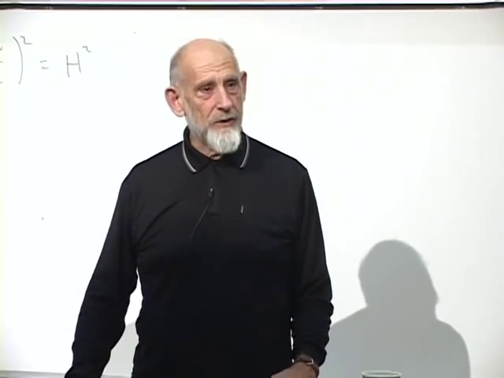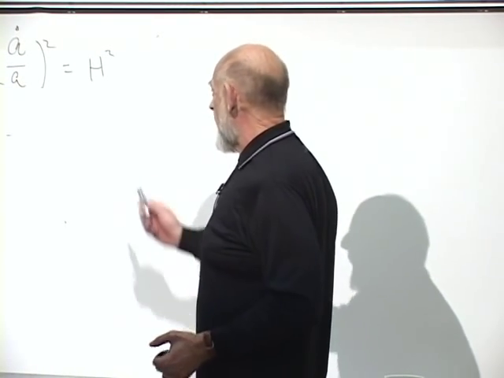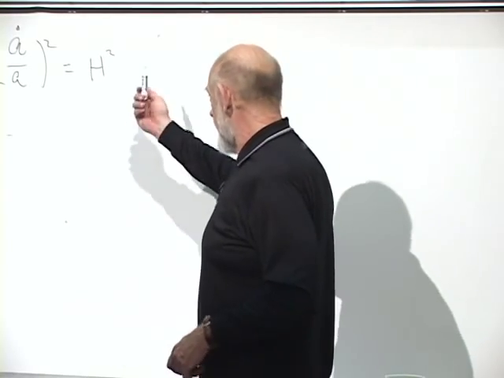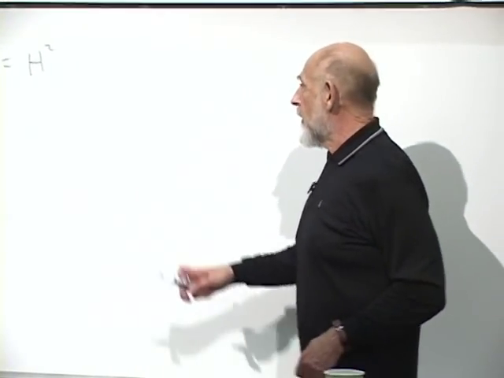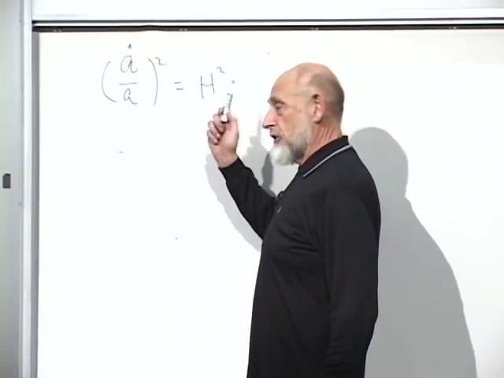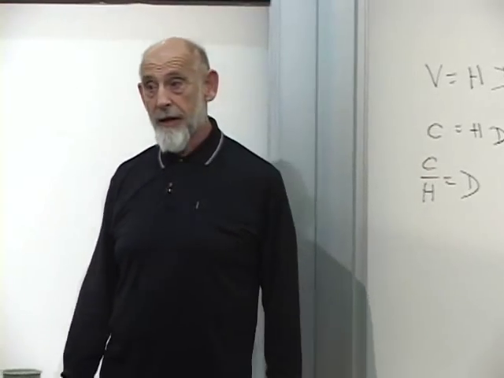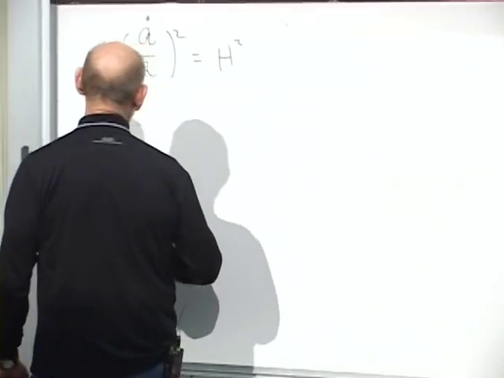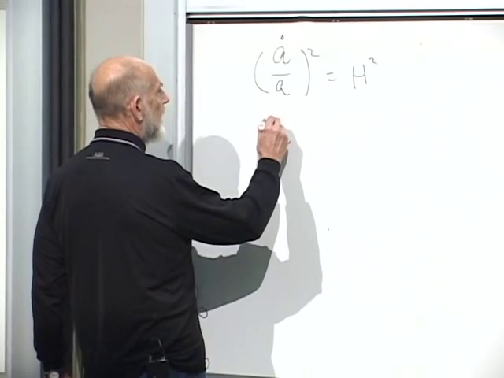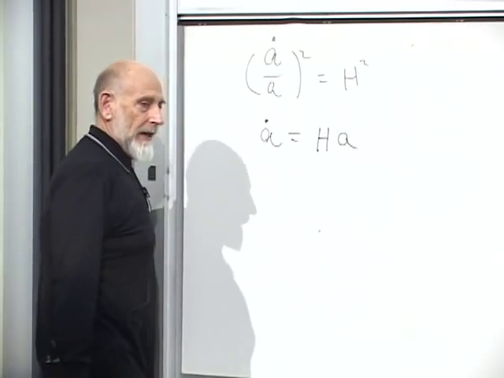Everybody understand the difference between saying H squared is A dot over A as a definition and H squared is A dot over A squared as a numerical relationship? Here, H is not defined this way. It just is a number. It's measured? It is measured. It's a measured number, and there's evidence that it is not changing with time. Right? So it's a number. How do we solve this equation? Well, first of all, we take its square root, we multiply it by A, and it reads A dot is equal to H times A.